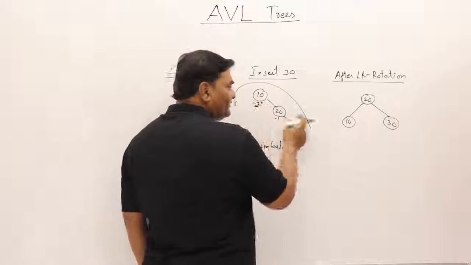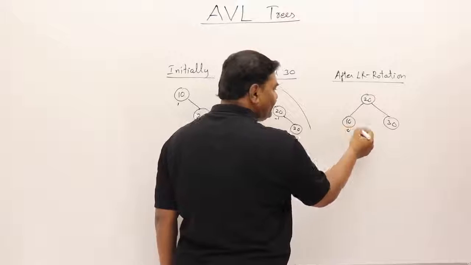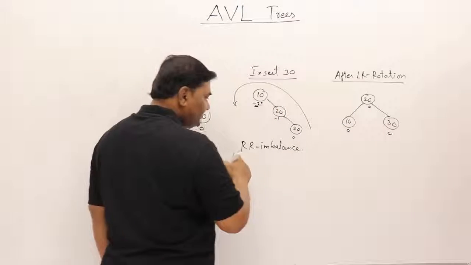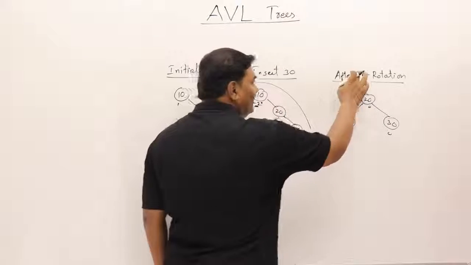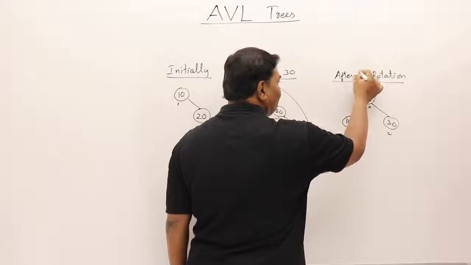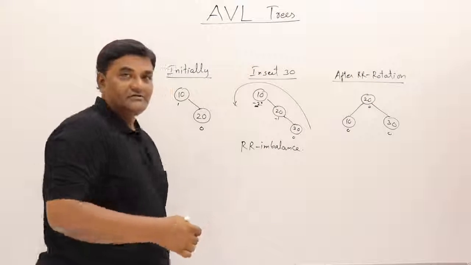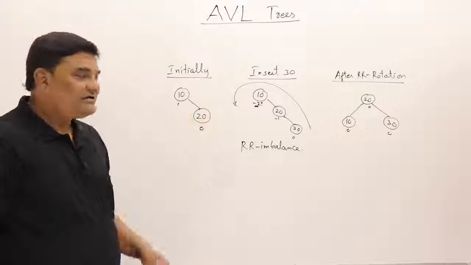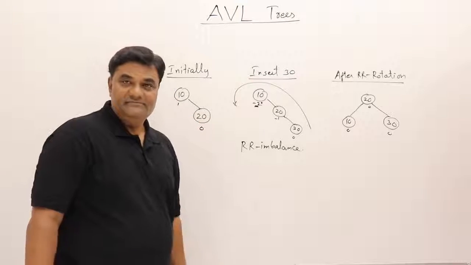Right? So it looks like this again, and the balance factors will be 0, 0, 0. What was the type of imbalance? RR. Let us call this rotation also as RR rotation. So this is the third rotation. Again, this is a single rotation.